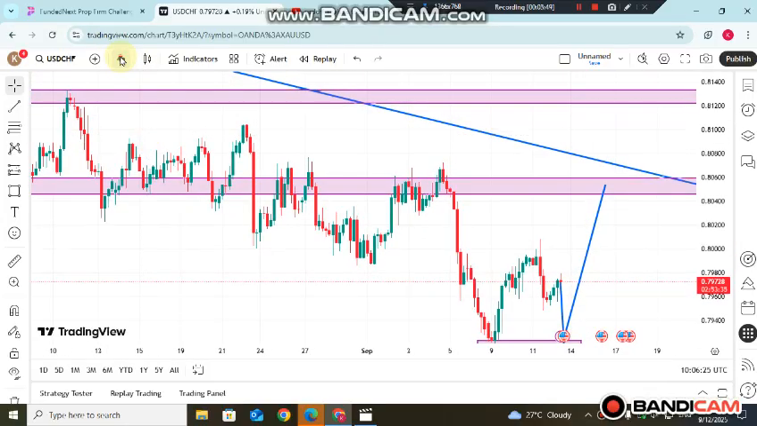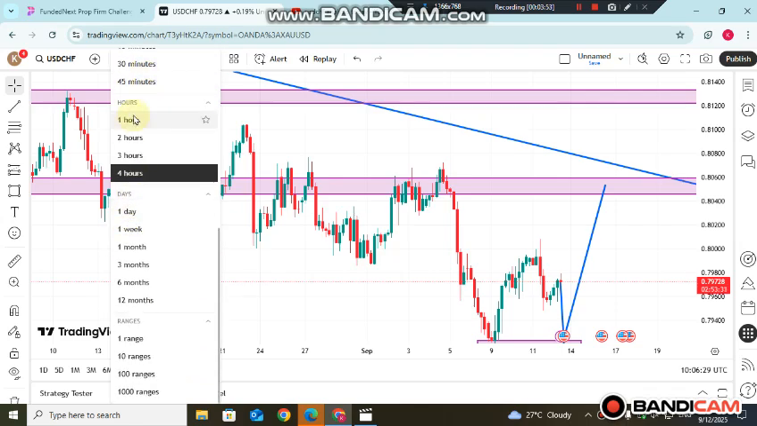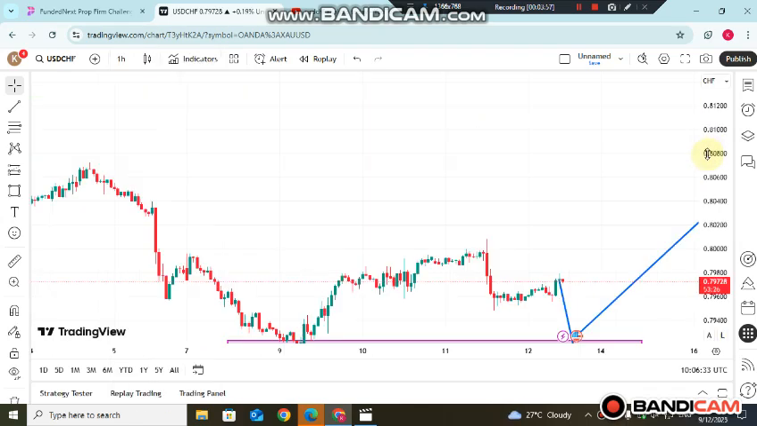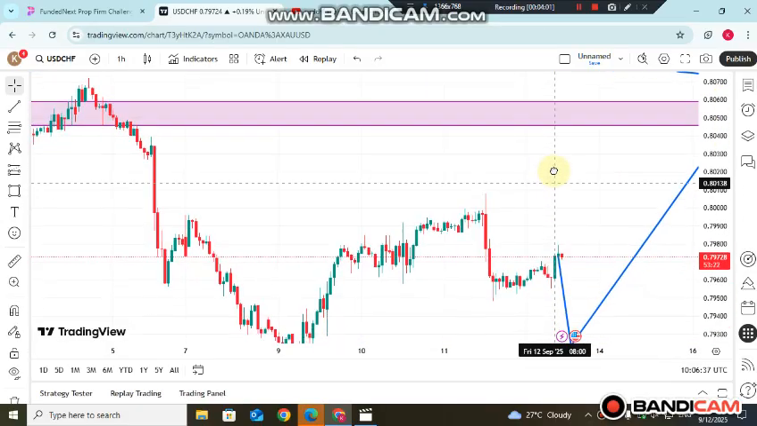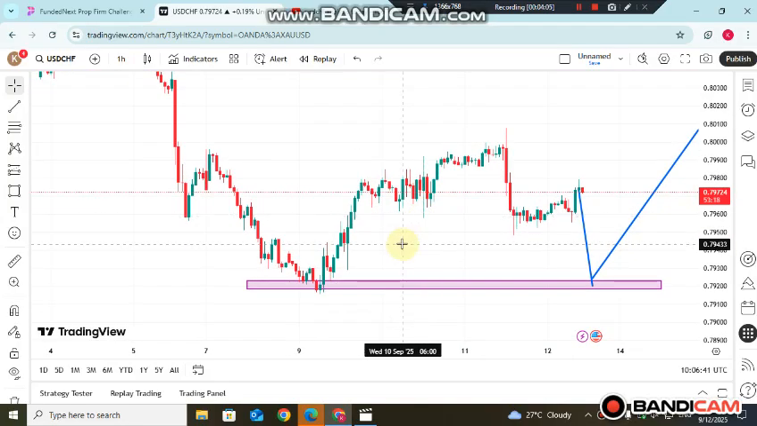I now move to 1 hour to look out if there will be weak rejections. In fact, let me just show you guys what to look out for when you move to 1 hour. You first of all look out for what? Weak rejections. Weak rejections are very important. They actually tell you that this market is about to go up or go down.